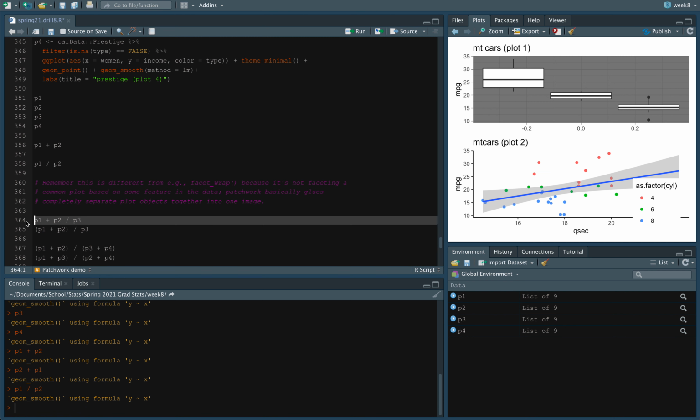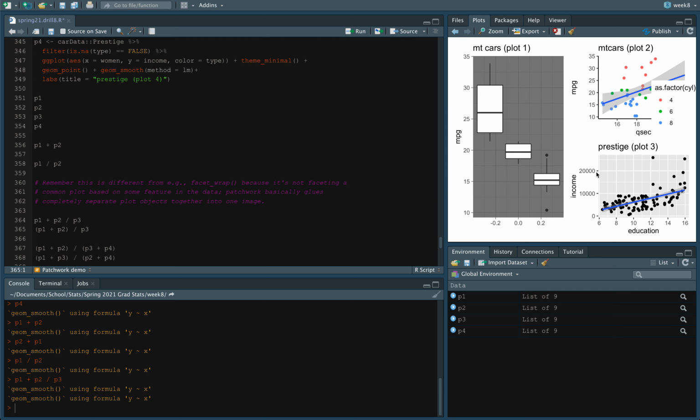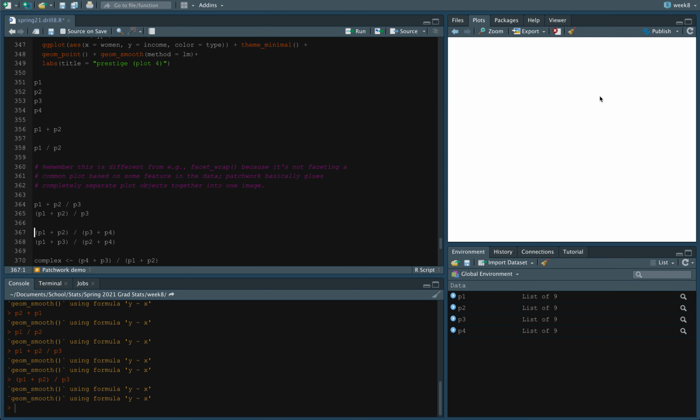So what happens when we do p1 + p2 / p3? It's going to take plot 2 and put it over plot 3, and then put that jointly to the right of plot 1. So it evaluated this chunk first, and then added on the other part. If instead you wanted plot 1 beside plot 2, and then both of those over plot 3, you use parentheses: plot 1 beside plot 2, and then you put all of that over plot 3.